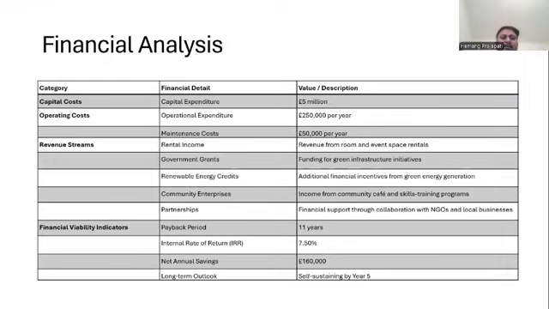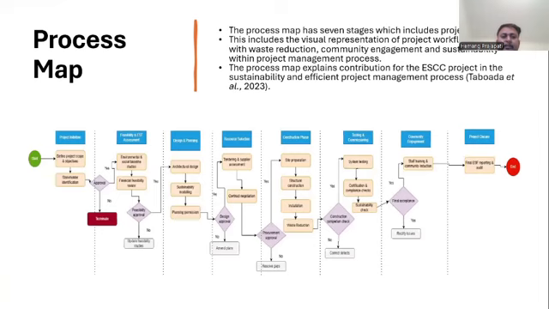Financial analysis has different categories like capital cost, operating cost, revenue streams, and financial viability indicators. Also, the financial details and value descriptions are included in this slide. Process map. The process map showcases a visual representation of the entire project management process of the ESCC project. However, the process map provides 7 distinct phases to cover all the project stages, while community engagement and sustainability have been considered in the mapping process of the entire project development process.